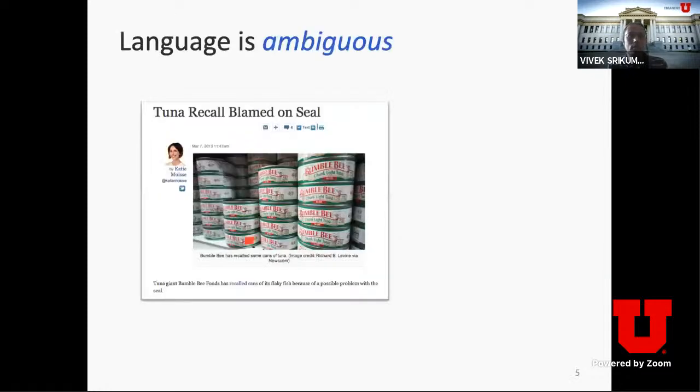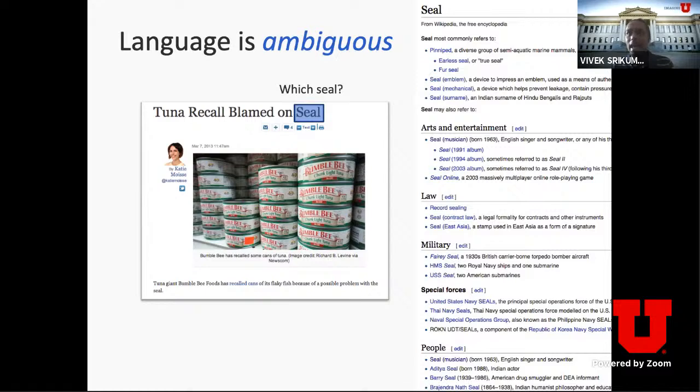Language can be ambiguous. Here's a headline from some newspaper in 2013, Tuna Recall blamed on seal. And I'm not kidding. When I first saw this headline, I was confused. I did not know which seal was getting the blame. Was it the animal, the seal? Was it the musician? Was it some sort of contract? Was it some military seal? Was it the thing that's used to seal the can? And I still don't remember what the answer is because I got so caught up with the ambiguity and exploring it that I never bothered to read the rest of the article.